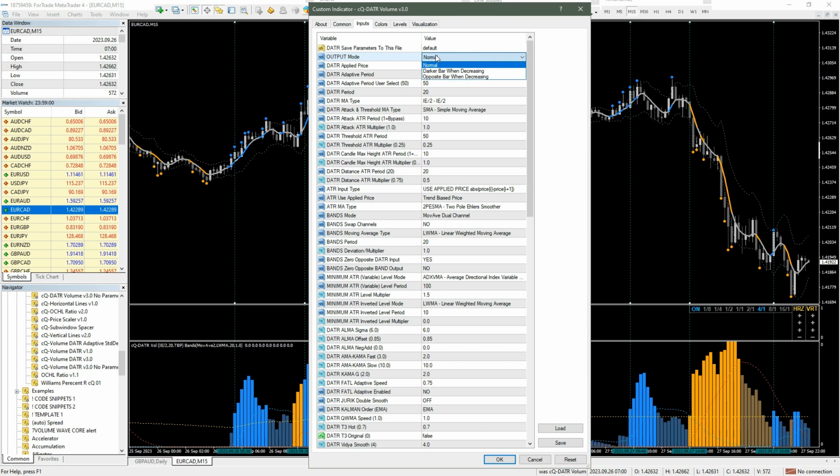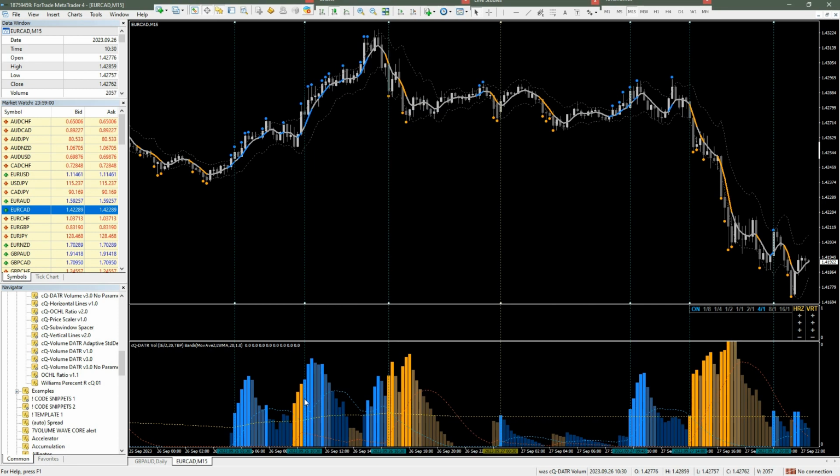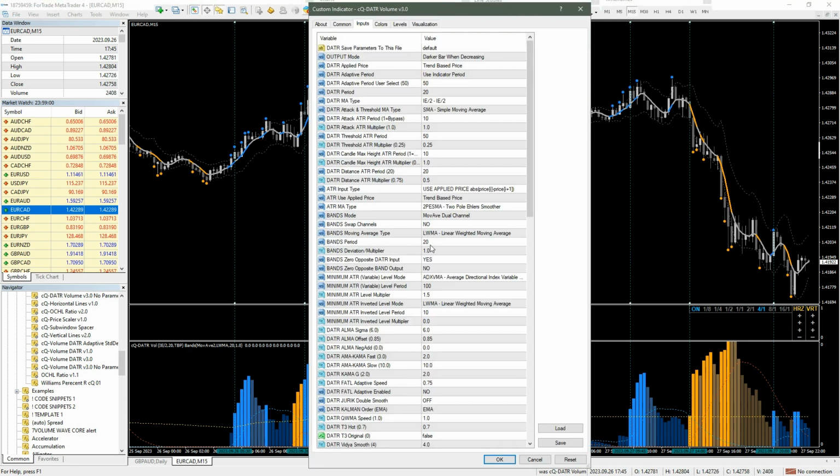I also added a couple other modes. For example, darker when decreasing. You can see as it's increasing, it's a brighter color. As it's decreasing, it's a little darker. If it gets below here, it's even darker. Same with the down version.